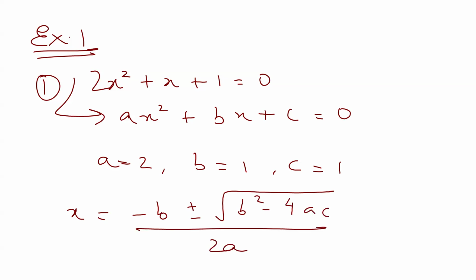Okay. Now you are going to substitute all these values. b square minus 4ac is also called as delta, and this delta is also called as discriminant. So hence this formula method is also called as discriminant method. Okay, I hope you all are copying this.